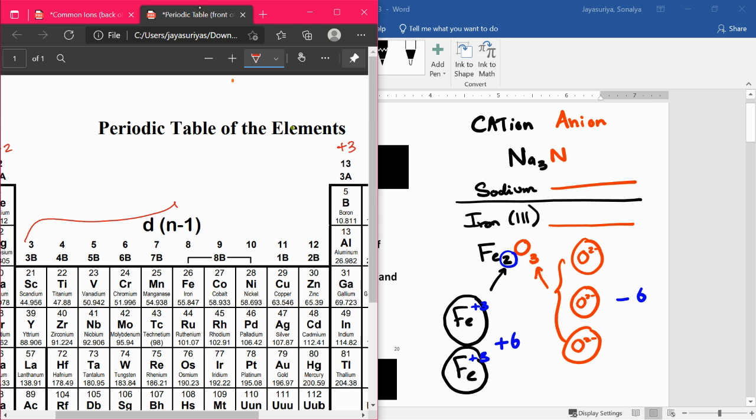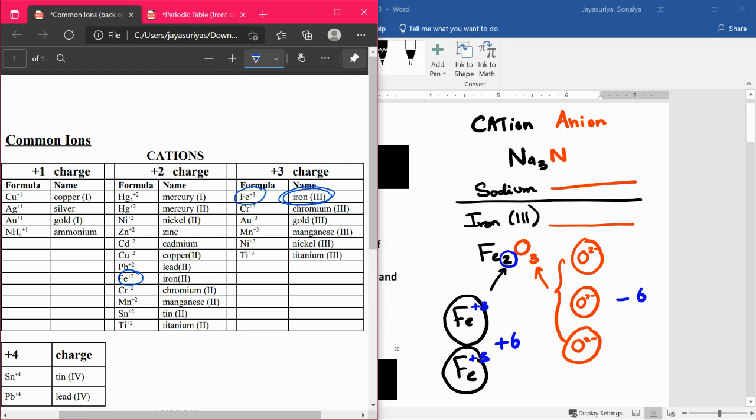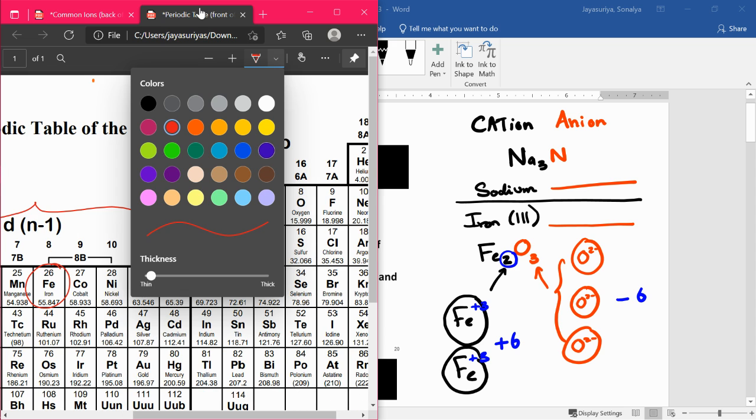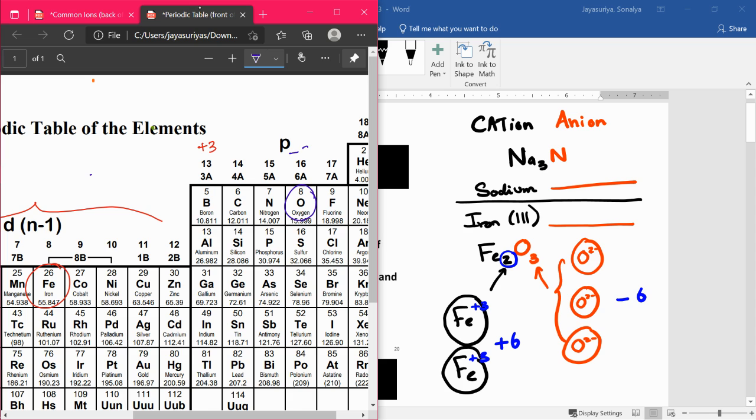But if you find the element here, the transition metals like iron, you have to flip to the back of the periodic table and find the two versions. There's iron 2 plus and iron 3 plus. Then you look at your compound and find the charge of the anion. Oxygen is in group 16, so oxygen is negative 2. There are 3 oxygens, which is a total of a negative 6 charge. That means the cation side must be a total of plus 6. The plus 6 is distributed to 2 iron atoms, so it has to be iron 3.